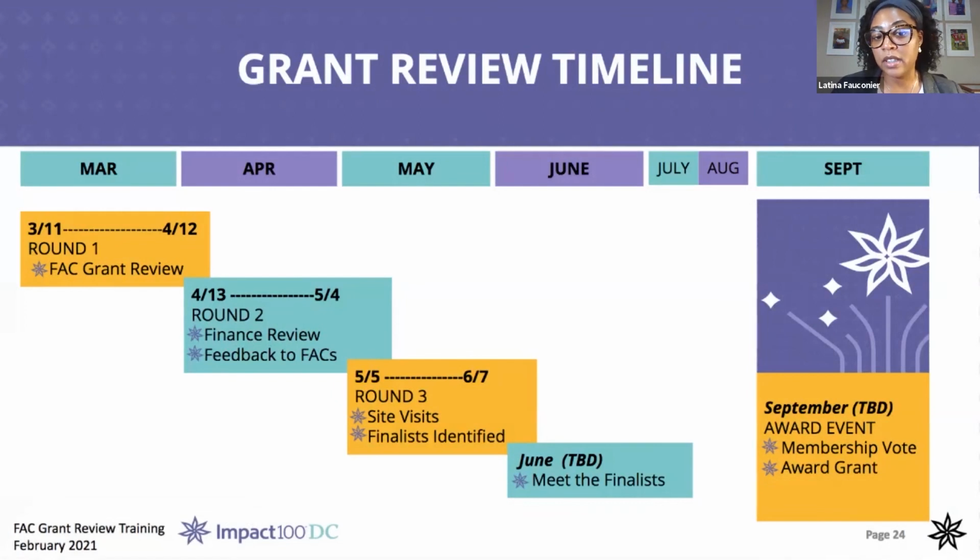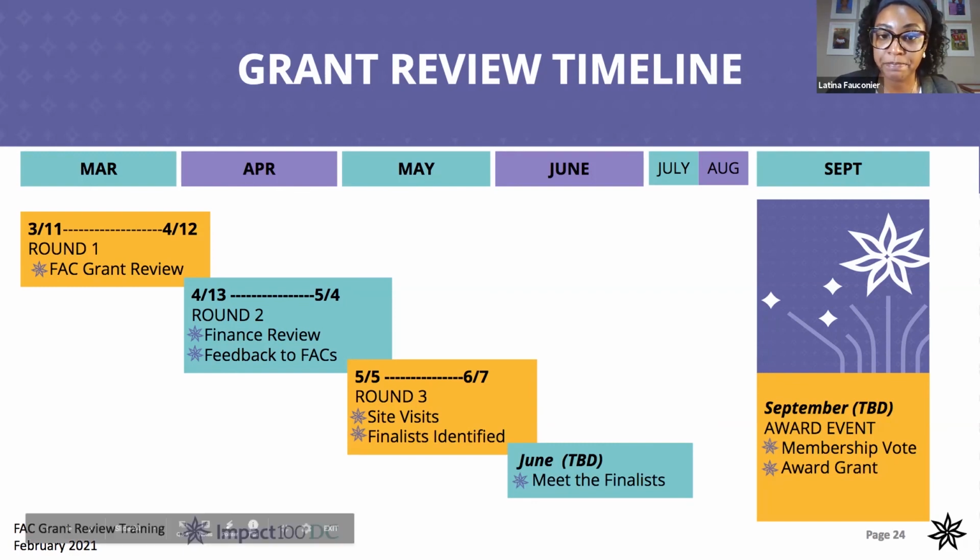Once the focus area committees take their top applicants down to one, there will be one finalist from each focus area committee, and those finalists will come together for a meet-the-finalist event in June. Then ultimately the membership will vote. Everybody gets a vote for the finalist they would like to be the grant recipient, and we will award that grant in September at our big award ceremony.